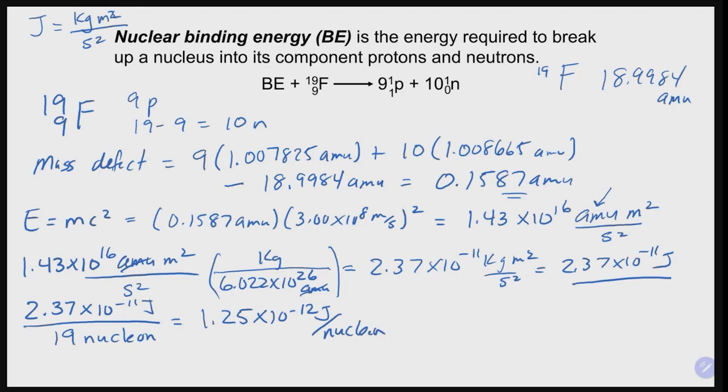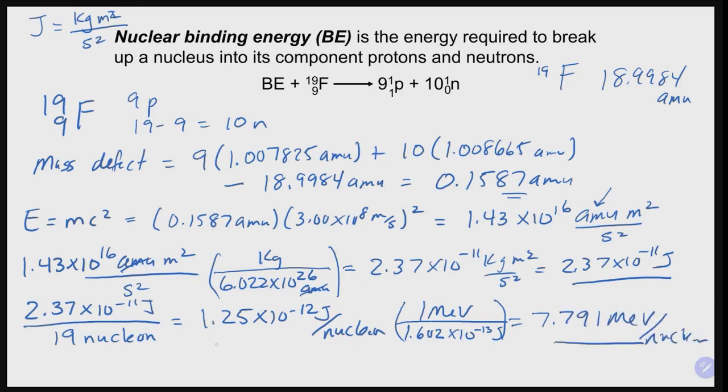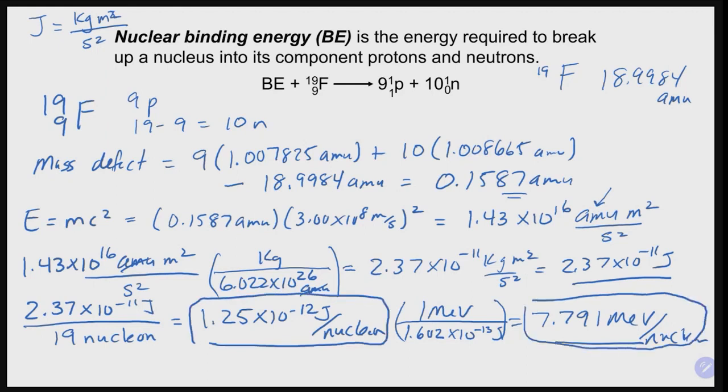Now, if we wanted to, we also can convert this into mega electron volts at this point by using that conversion that there is 1.602 times 10 to the minus 13 joules per 1 mega electron volt. And if we wanted it in the other unit that's commonly used, we could do that, and we'll get something like 7.791 mega electron volts per nucleon here. So those would be the answers in both units. First off, any question on that calculation?